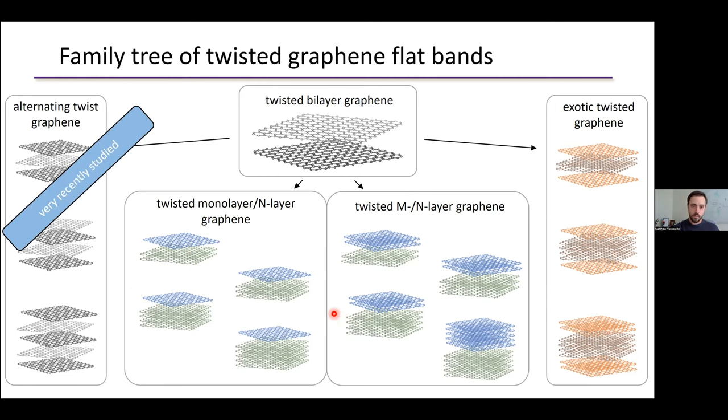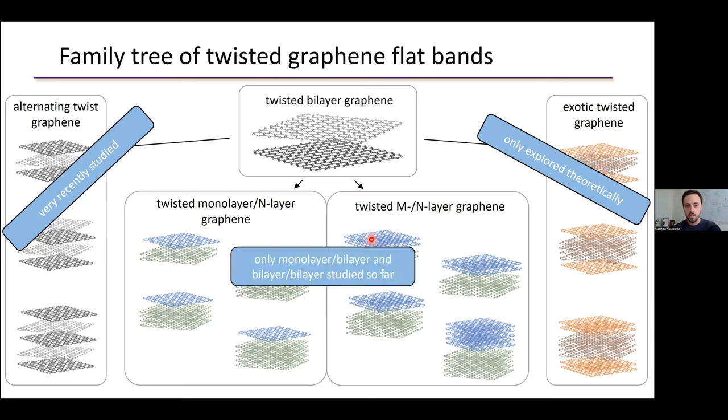So what's been done before in this field: this family of alternating twist graphene structures has been very recently studied by a number of groups around the world now, some of which at MIT and Harvard. These exotic twisted graphene structures have largely only been explored theoretically, and minimally so at that. And in the middle here, we've done some work as a community on monolayer and bilayer graphene and bilayer and bilayer graphene. The rest of this phase space remains largely unexplored.